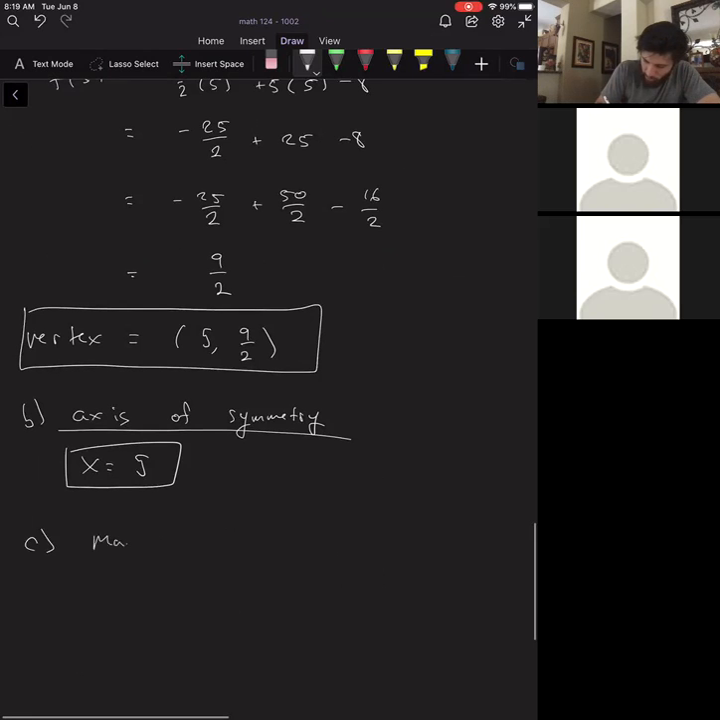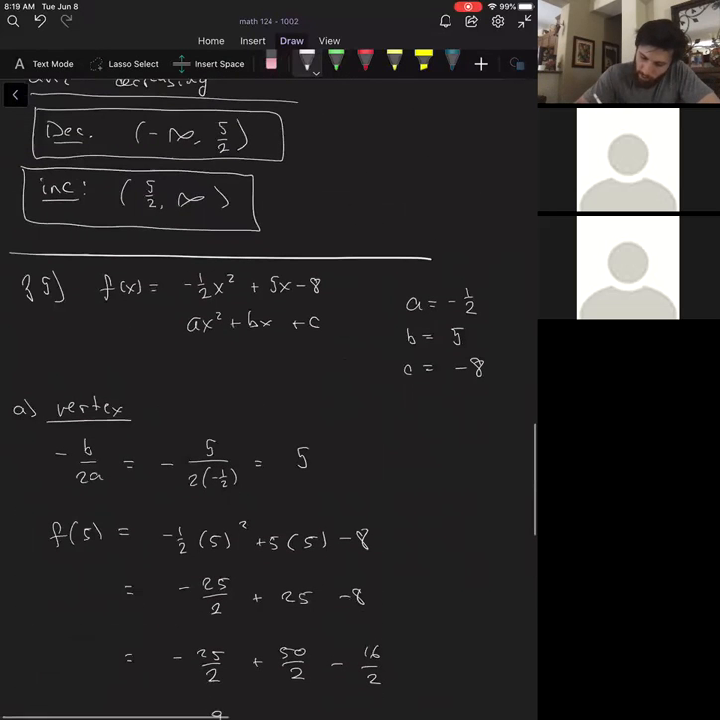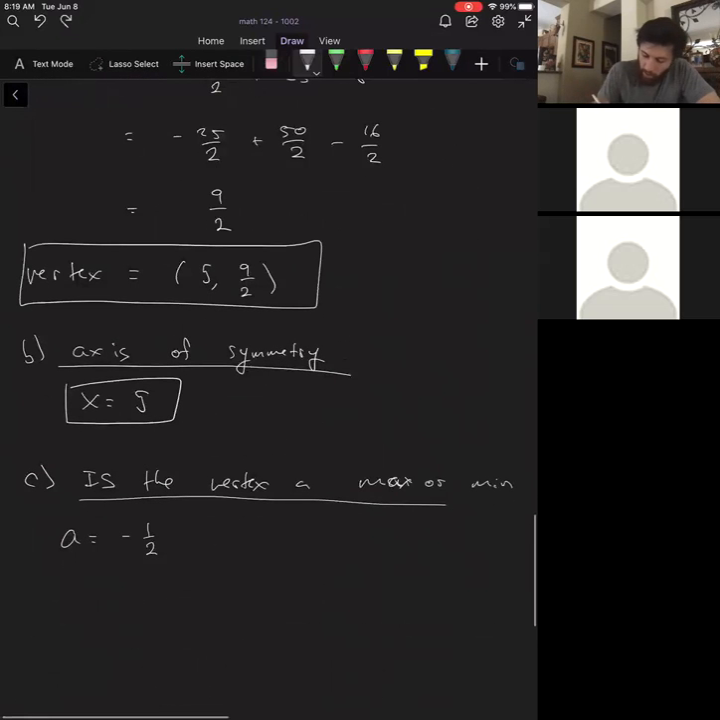Now the max or the min, or let's complete that. So is the vertex a max or a min? And here our a value is minus 1/2. Remember the a value right here, minus 1/2. And because that's negative, this implies we have a maximum.